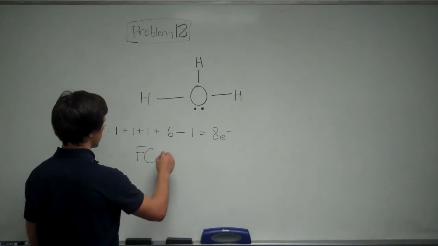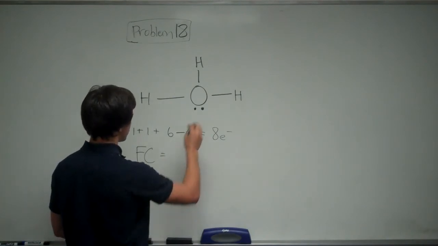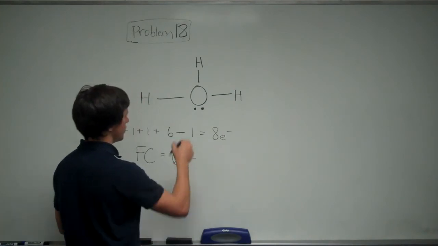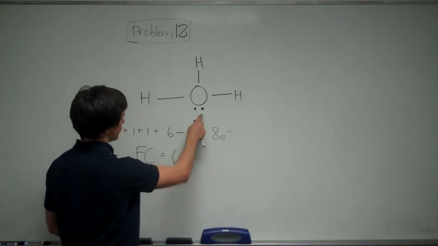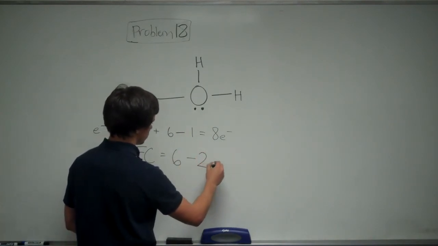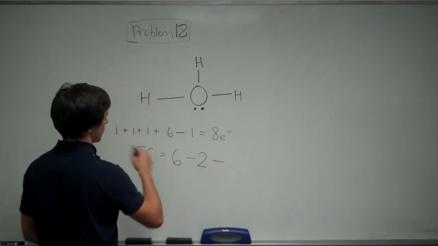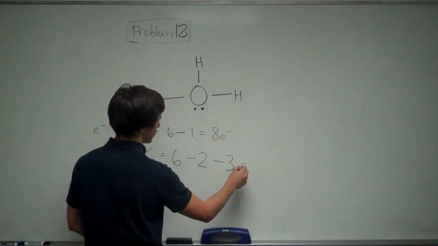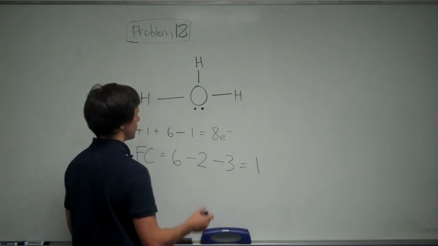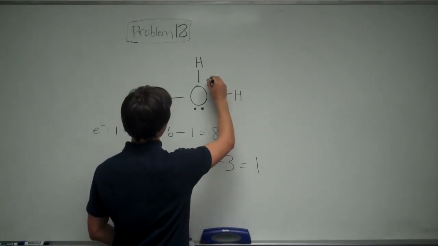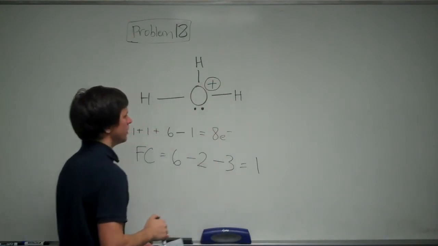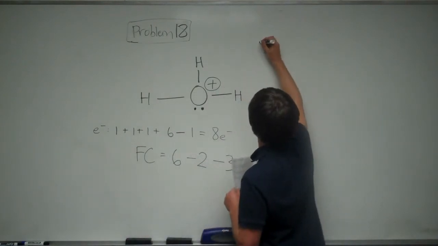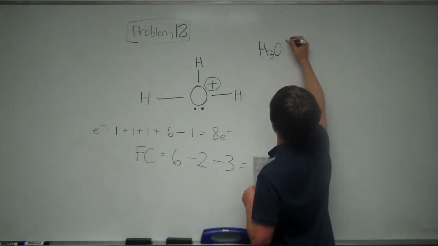Okay, so the formal charge is 6 because it's an oxygen, then minus the number of electrons, so 1, 2, minus the number of bonds, so 1, 2, 3, equals 1. So the formal charge of the oxygen is plus 1. And so this makes sense because this whole thing is H3O plus.